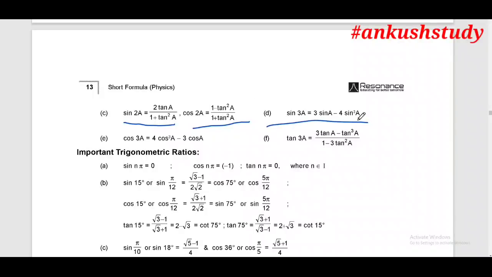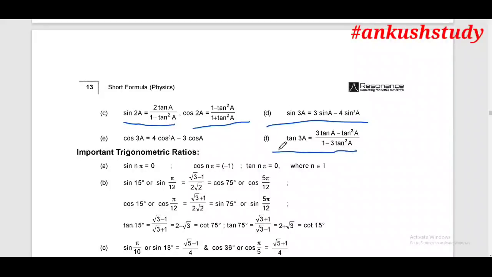And the D part is sin 3A is equal to 3 sin A minus 4 sin cube A. Okay, and this E1 is cos 3A is equal to 4 cos cube A minus 3 cos A.